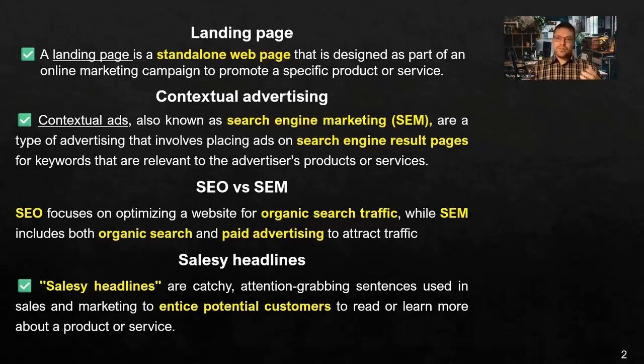Contextual advertising is also known as search engine marketing, SEM. It's a kind of ad that is placed on search engine result pages for certain keywords. These keywords are relevant to advertisers' products and services. This type of ad can target users who are actively searching for specific products or information, making it a highly effective way to reach potential customers.